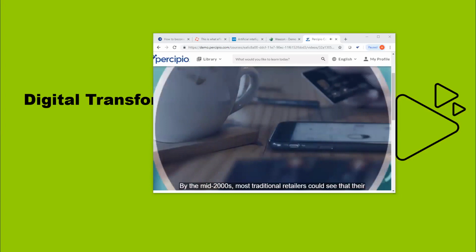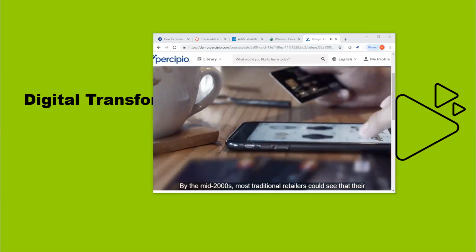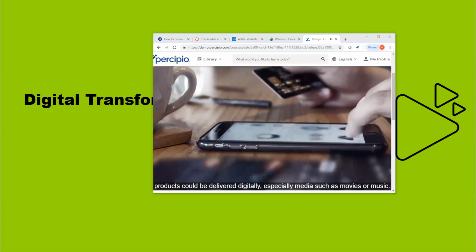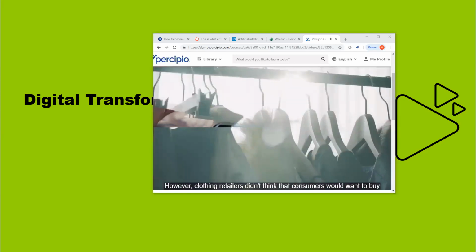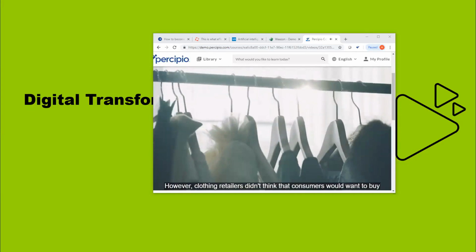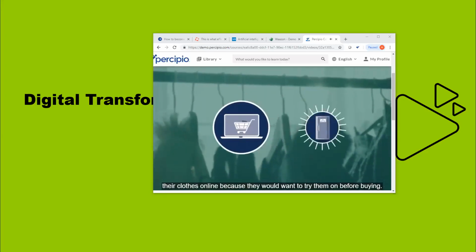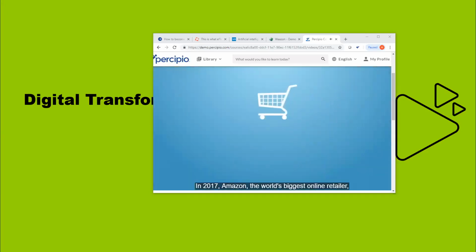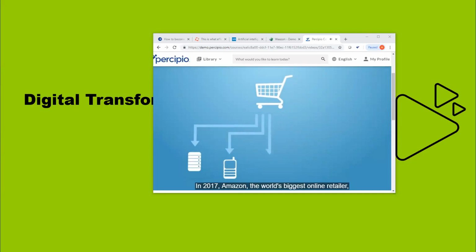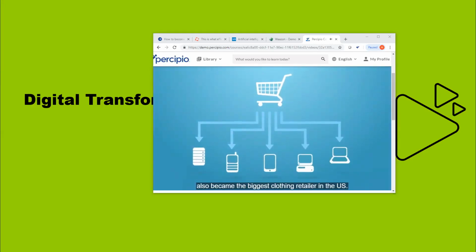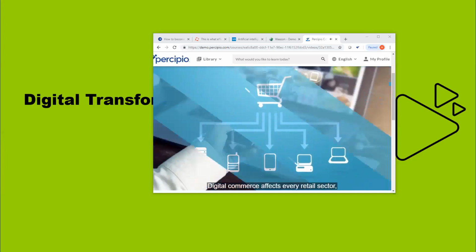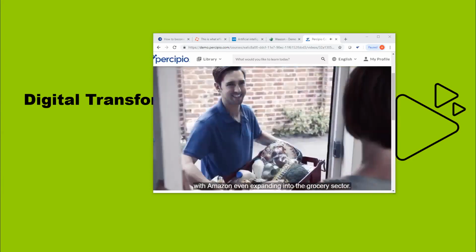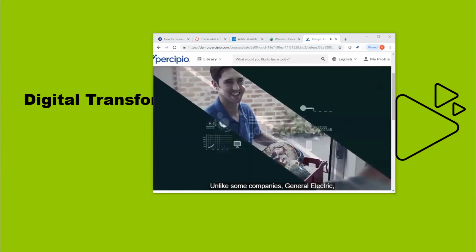By the mid-2000s, most traditional retailers could see that their products could be delivered digitally, especially media such as movies or music. However, clothing retailers didn't think that consumers would want to buy their clothes online, because they would want to try them on before buying. They were wrong. In 2017, Amazon, the world's biggest online retailer, also became the biggest clothing retailer in the US. Digital commerce affects every retail sector, with Amazon even expanding into the grocery sector.